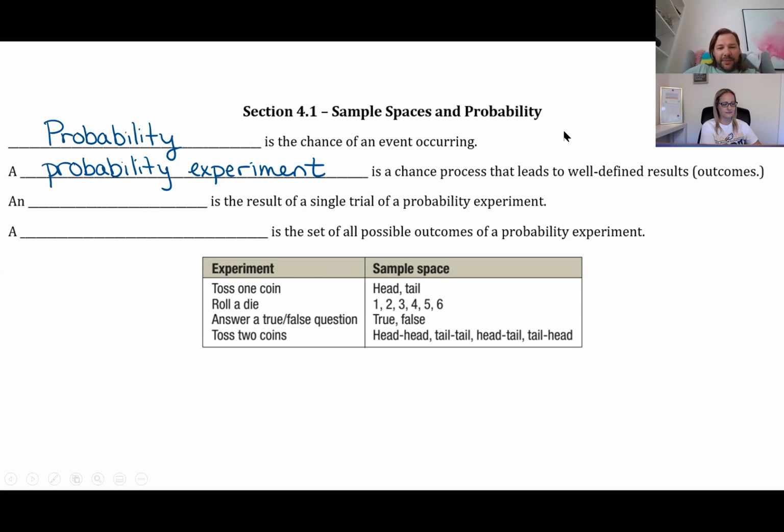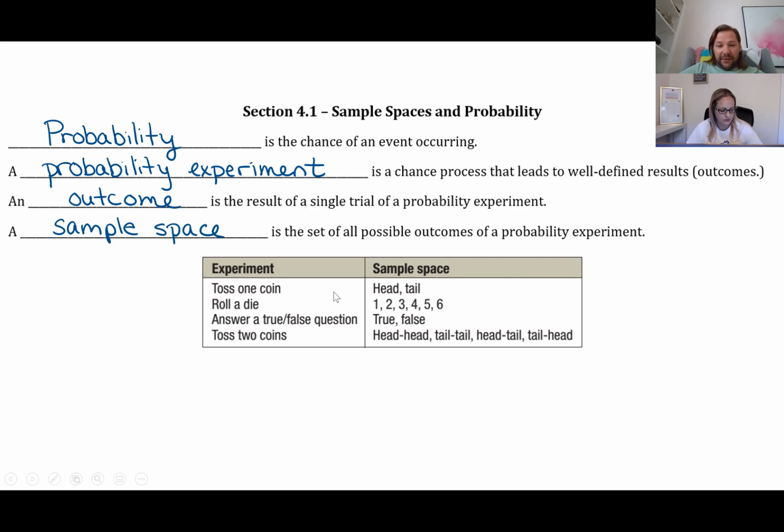So think of this as like flipping a coin. Either your outcomes are heads or tails, or rolling a die, then your outcomes are either 1, 2, 3, 4, 5, and 6. Those are probability experiments. An outcome is the result of a single trial of a probability experiment, and a sample space is a collection of all possible outcomes for the probability experiments.